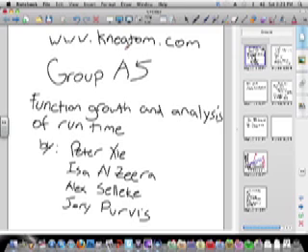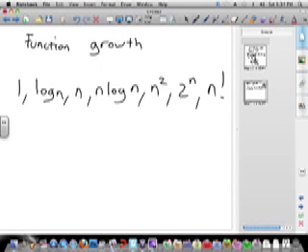As you may know, some functions grow faster than others. We can determine their relative rates by taking the limits as they go to infinity using some calculus and L'Hopital's rule.